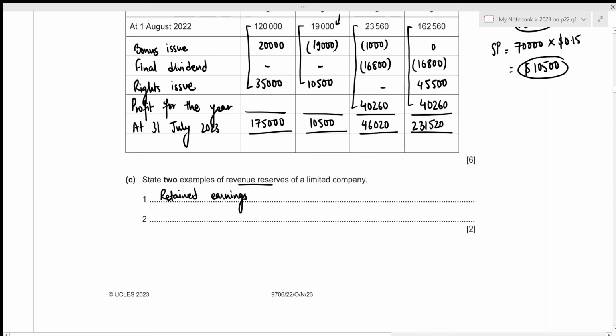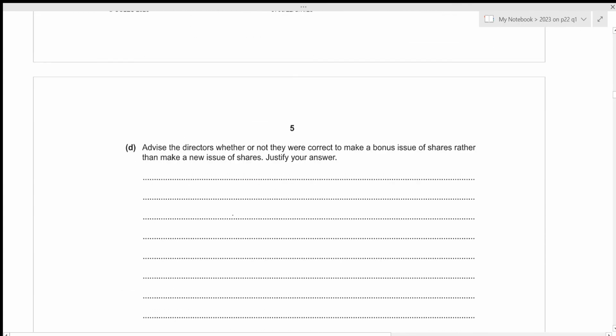And remember, there is also general reserve, and into our general reserve we put money from the retained earnings itself. So we can classify the general reserve as revenue reserve. Okay, this completes the third part.